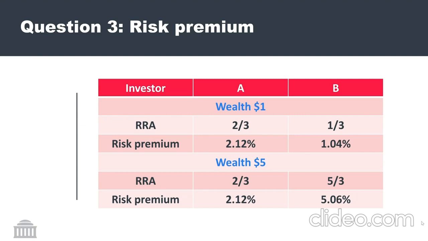But for investor B, the richer this investor becomes, the more risk averse she gets, as indicated by the increasing relative risk aversion coefficient.